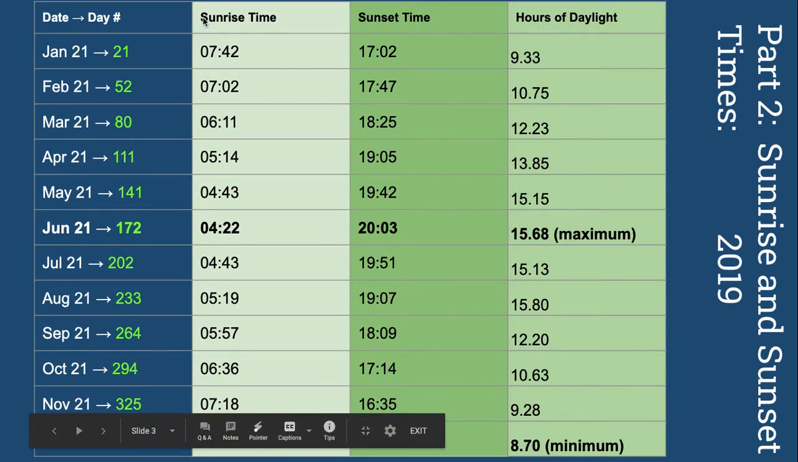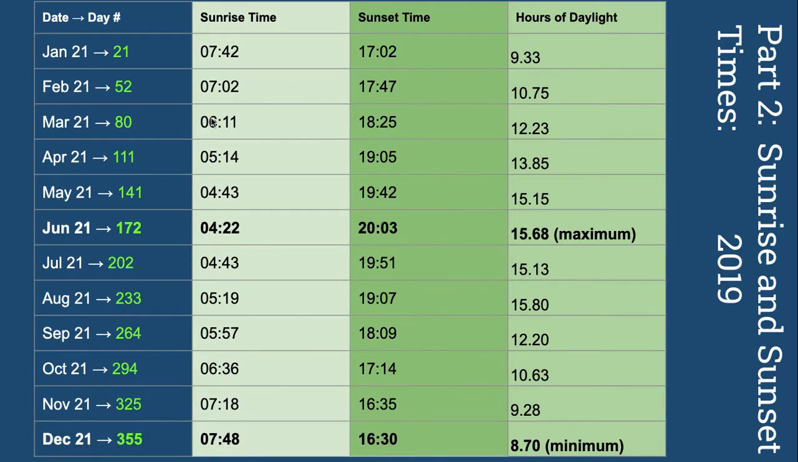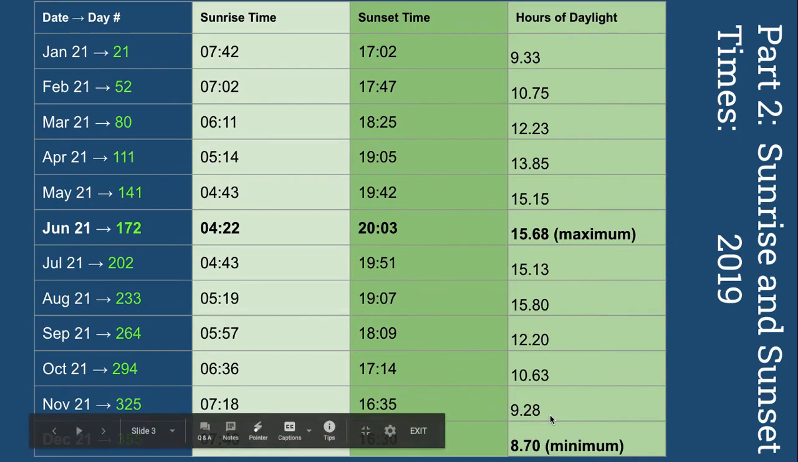This table shows the daylight hours during the seasons. You can see the day number in the leftmost column, the sunrise times, the sunset times, and to the right you can see the hours of daylight. For Eugene, Oregon, their maximum hours of daylight is 15.68. Their minimum hours of daylight is 8.70.